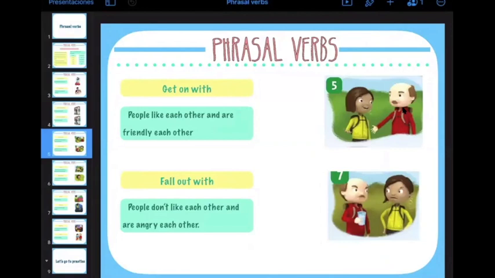Get on with, fall out with, the opposite. Get on with people es llevarse bien con la gente. Fall out with people is the opposite. No llevarse bien o estar enfadado, pero es mejor decir no, que no se lleva bien. Martina Navas, stop, make noise, please.